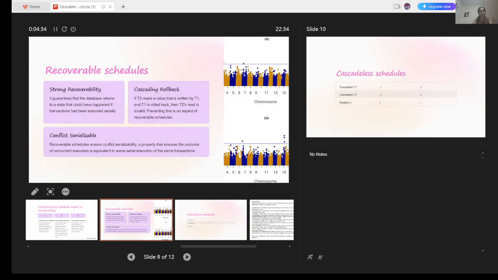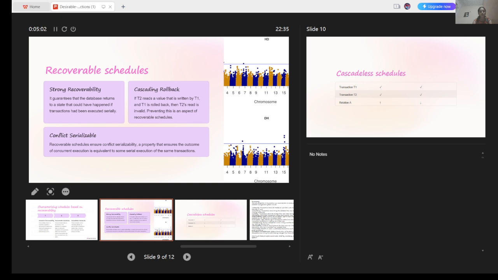Recoverable schedules. Strong recoverability guarantees that the database returns to a state that could have happened if the transactions were executed serially. Cascading rollback: if T2 reads a value that is written by T1 and T1 is rolled back, then T2's read is invalid. Preventing this is an aspect of recoverable schedules.